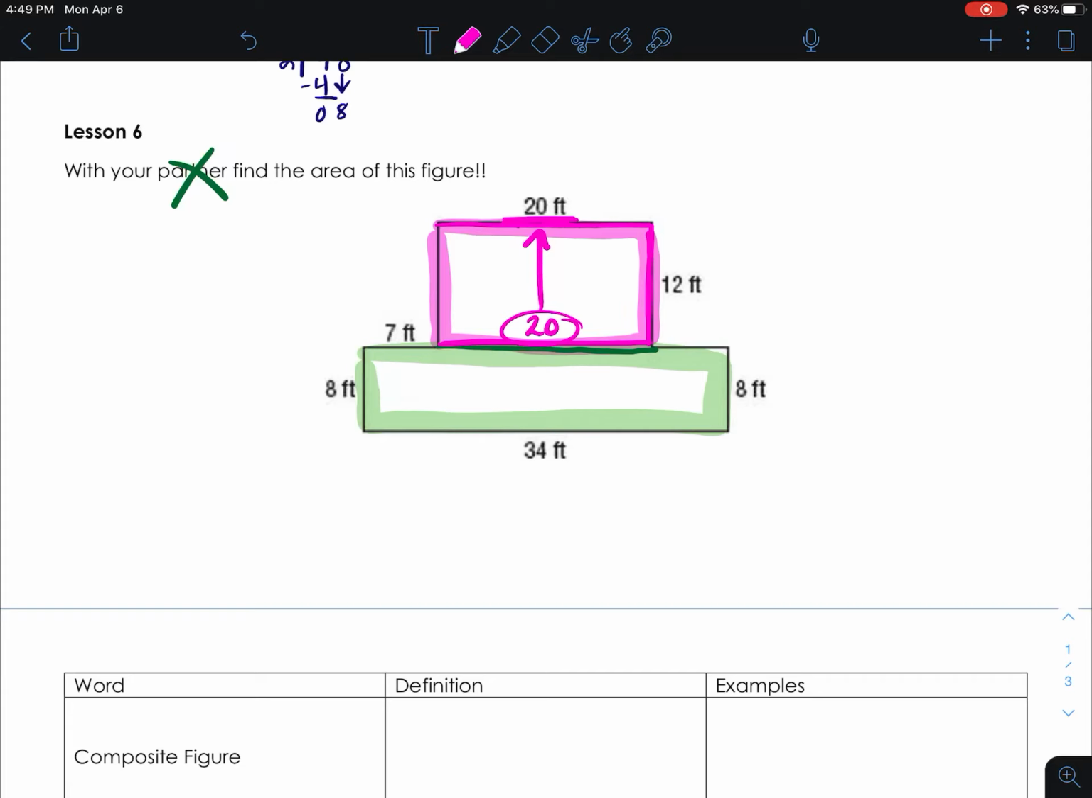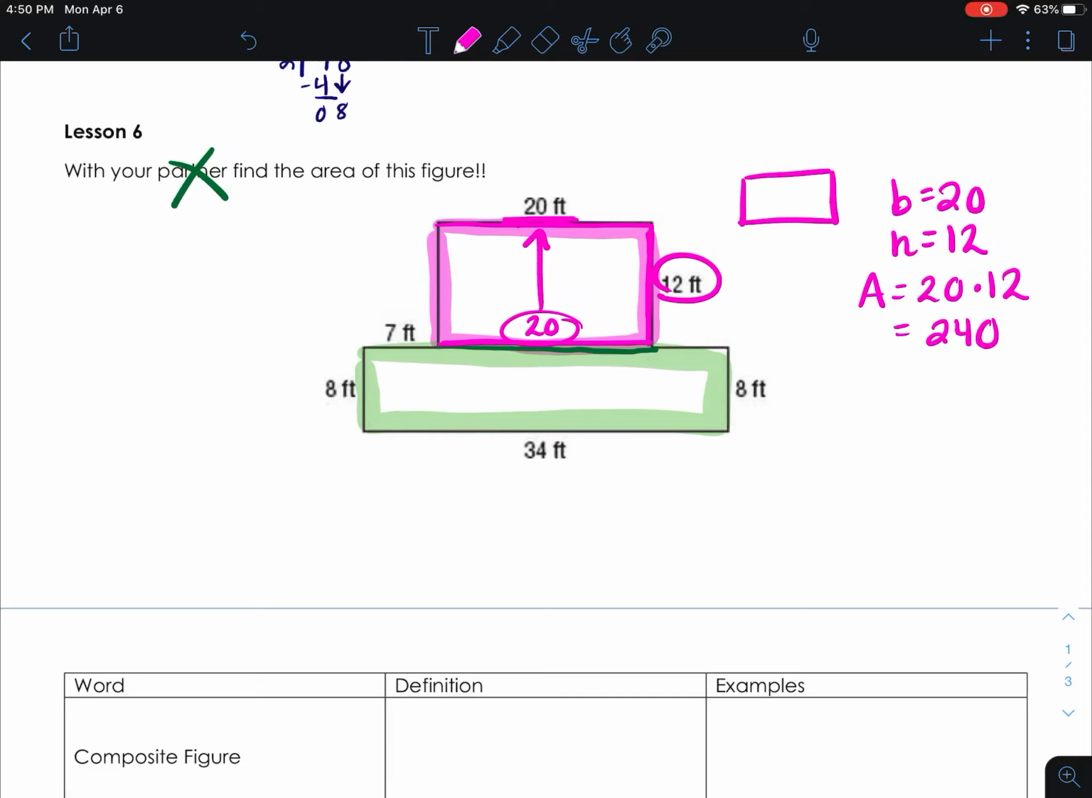So for this first rectangle, I'm gonna draw it out. My base should be 20. Now the height, that one is pretty obvious. It's right there. And remember, I'm only focusing on this top one right now. So that's 12. Now that I know those two things, I can solve for the area. So that's 20 times 12. That should give me 240 square feet.